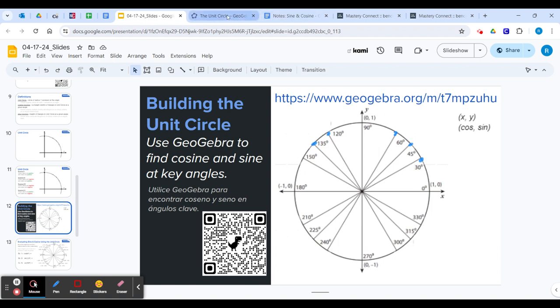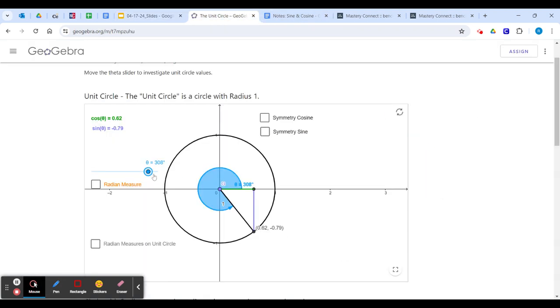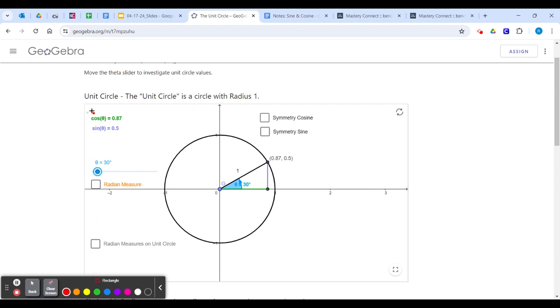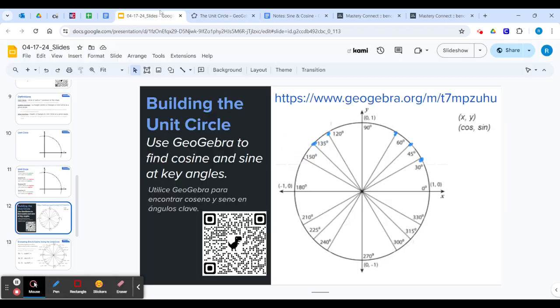So if I go over to GeoGebra for my 30 degrees, I'm going to move this slider to 30 degrees. And you'll notice that we have our cosine and sine value right here. And they actually correspond to our x and y coordinate right here as well. Notice how cosine is x, sine is y. So we're going to take those numbers and write them into the little unit circle that we're building out. So we had an x value of 0.87 and a y value of 0.5.